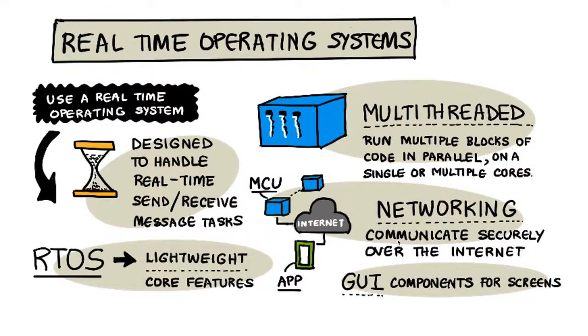So you can get real-time operating systems for things like multi-threading and networking. A lot of these have components that talk to IoT services. Occasionally you do get some UI components if you need to build a screen-based thing, but they're very, very lightweight. You can't run a full OS. Windows, for example, takes multiple gigabytes. You can't run that on a device that's only got 128 kilobytes of RAM. So they're really lightweight operating systems if they do run.